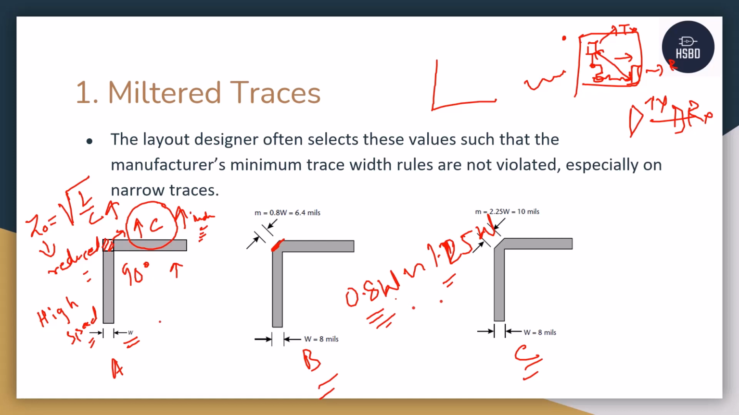And the second part is the angle. The angle that is always used is 45 degrees. If you notice, this one is a 90-degree angle where you are seeing a drop in the impedance.